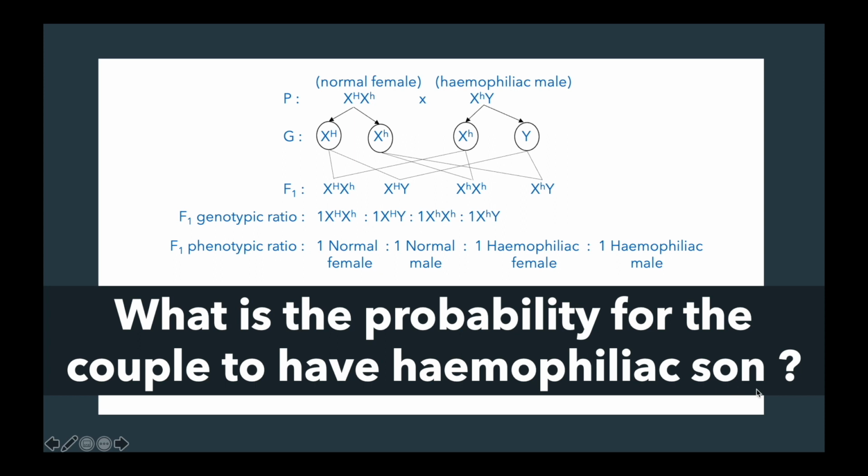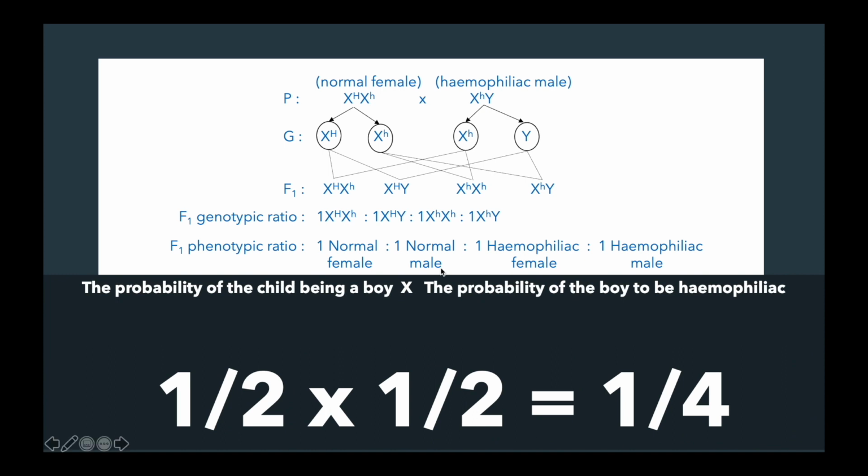If the question asks what is the probability for the couple to have a hemophiliac son, since we still do not know whether the couple is getting a son or a daughter, we have to take the probability of the child's sex into account. It will be like this. As you can see, there's a 50-50 chance of the child to be a boy, hence 1/2. And amongst the boys, there is a 50-50 chance for the boy to be hemophiliac. So again, 1/2. So 1/2 times 1/2, giving the overall probability of 1/4.